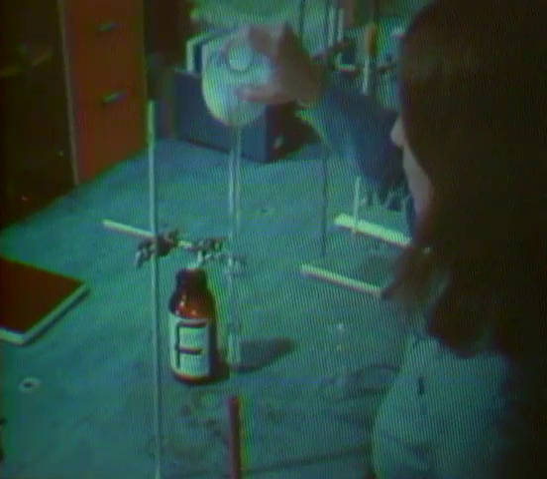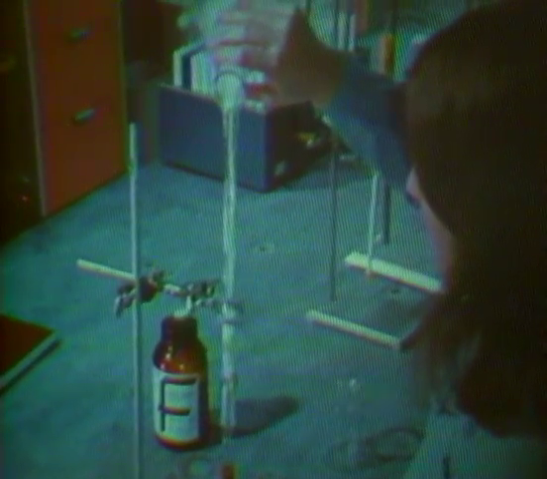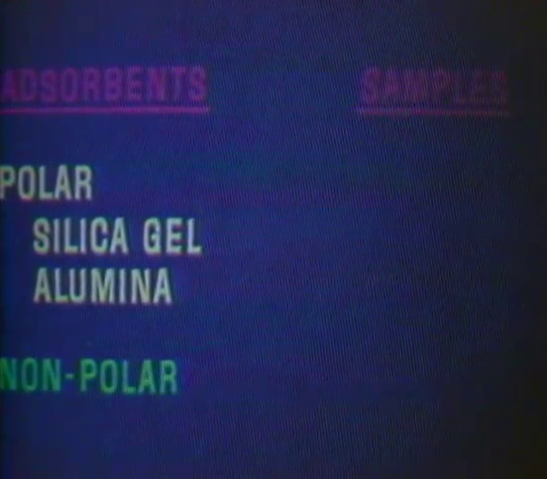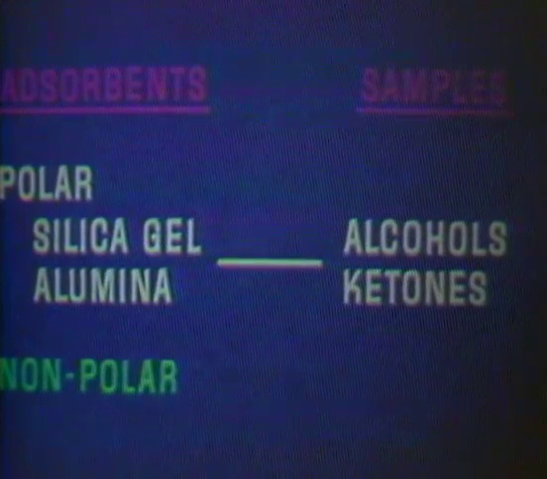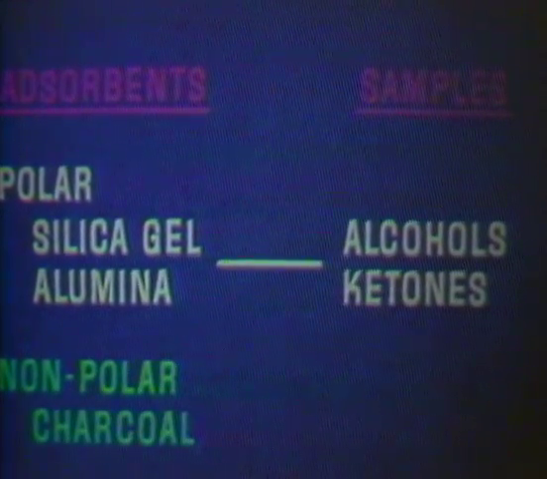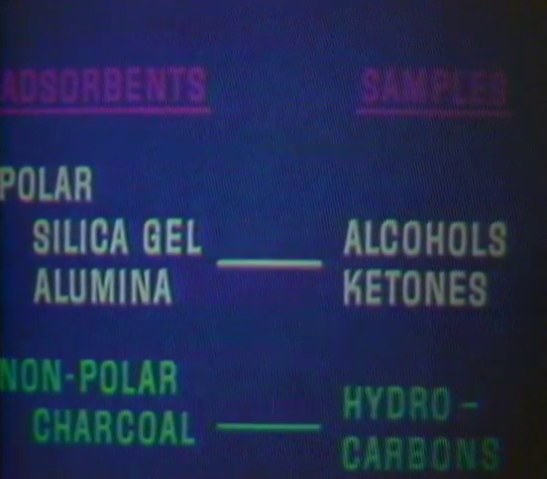The distribution coefficient between the two phases depends on their polarities with respect to the polarities of the sample components. Adsorbents can also be classified as polar or non-polar. Silica gel and alumina are polar, and they adsorb polar samples, such as alcohols and ketones, very well. Charcoal is a non-polar adsorbent and is used primarily for non-polar hydrocarbons.